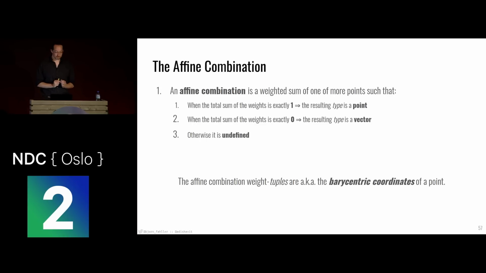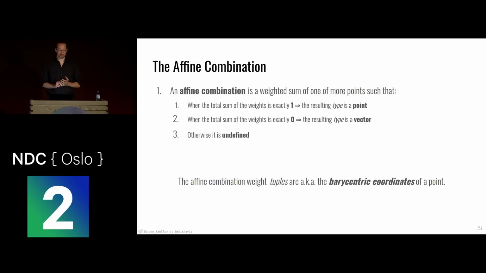Now, an affine combination is a slightly more strict operation. Basically, it means that we can have a weighted sum of one or more points, and before you start shouting, hey, but you just said that we can't sum points, we're saying, well, hold your horses for a minute, because I'm going to put some conditions that allow us to do that in very specific cases, and actually the only two cases. The first case, and this is the more common case, is where the total sum of the weights is exactly 1. And in that case, the resulting type is a point.